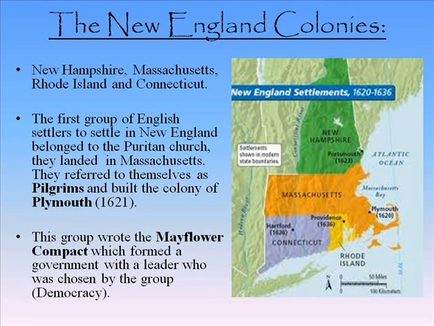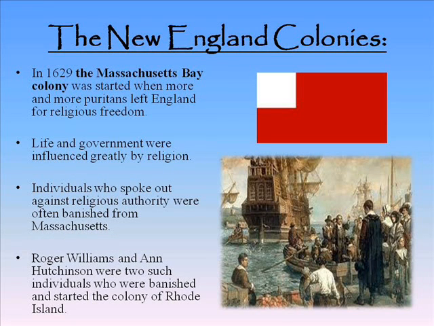And the first group of English settlers to settle in New England belonged to the Puritan Church. They landed in Massachusetts. They referred to themselves as Pilgrims, and they built the colony of Plymouth in 1621. This group wrote the Mayflower Compact, which formed a government with a leader who was chosen by the group. This was an early form of U.S. democracy.